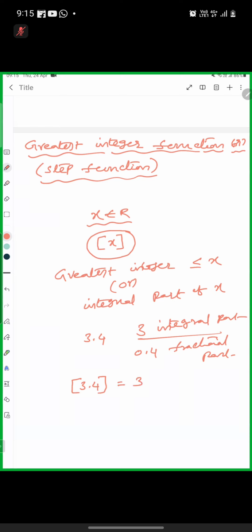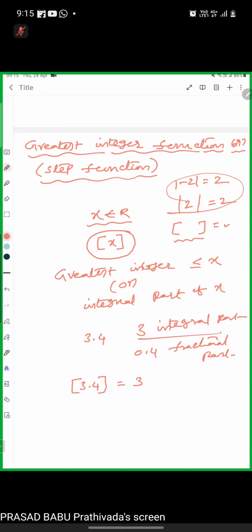What is the meaning of the square bracket? Like modulus: when you write anything inside the modulus, what does it give? The same number sometimes, minus of that number sometimes. If 2 is inside, the result is 2. If it is minus 2, outside we get 2 only. For this square bracket, whatever you write inside, outside must be an integer. So what is the integral part of 3.4?